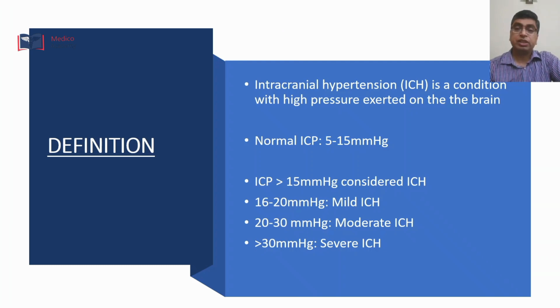Intracranial hypertension is a condition with high pressure exerted on the brain. Normal intracranial pressure is 5 to 15 millimeter of mercury, or we can say 20 centimeter of water. So intracranial pressure of more than 15 millimeter of mercury or more than 20 centimeter of water is considered intracranial hypertension. Intracranial hypertension is graded according to the pressures. It is mild when it is between 16 to 20 millimeter of mercury, moderate when 20 to 30 millimeter of mercury, and severe when it is more than 30 millimeter of mercury.